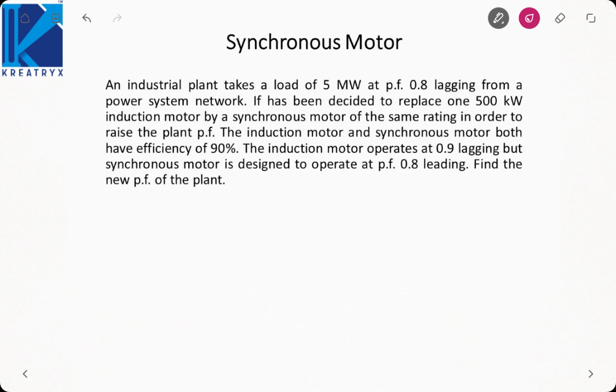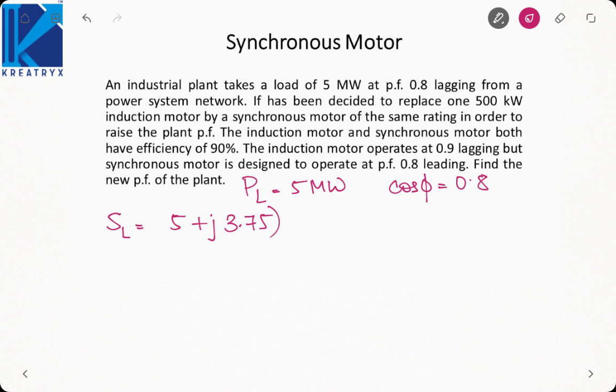See, it is saying an industrial plant takes a load of 5 megawatt. So load power is 5 megawatt and power factor is 0.8 lagging. From this I can form SL. It will be 5 plus j into 3.75. Based on this cos phi, I have calculated the reactive power. Now it is decided to replace one 500 kilowatt induction motor by a synchronous motor of the same rating.